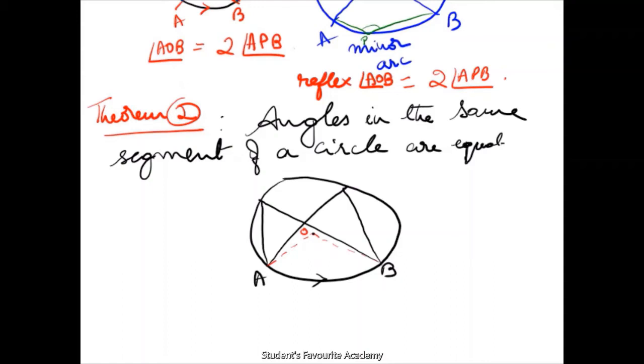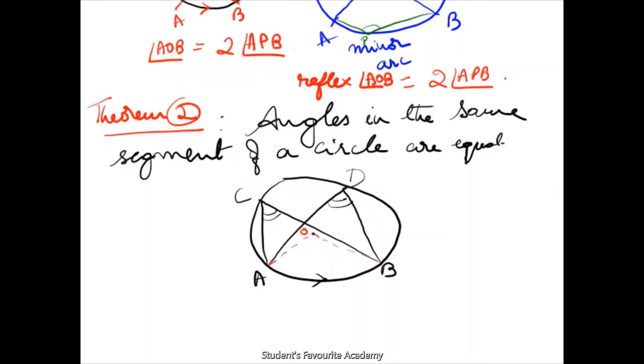So AB is the chord, and the chord AB divides the circle into two segments. This is the major segment, and below AB you have the minor segment. So these two points, say C and D, are in the same segment, right? So according to this theorem, angle ACB is equal to angle ADB. That is what we have to prove.